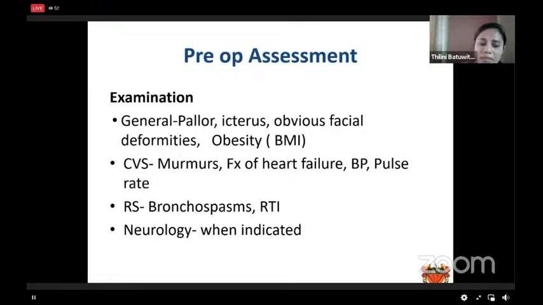The other important system that you have to examine is the respiratory system. Basically, you have to see if the patient is having any bronchospasm, or any features of respiratory tract infection. Because if the patient has a respiratory tract infection, we don't go for elective surgery. In emergency surgeries also, we may have to do certain things before taking the patient to theater, otherwise they get a lot of complications. Those are the main systems that you have to examine. But if there is any neurological problem, or if it is indicated, you can do the neurological examination as well.